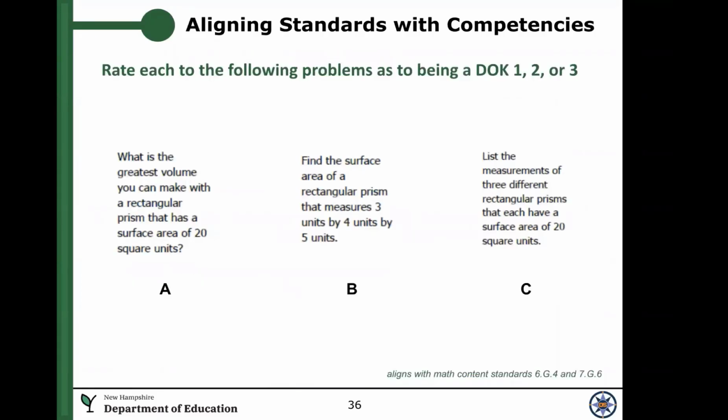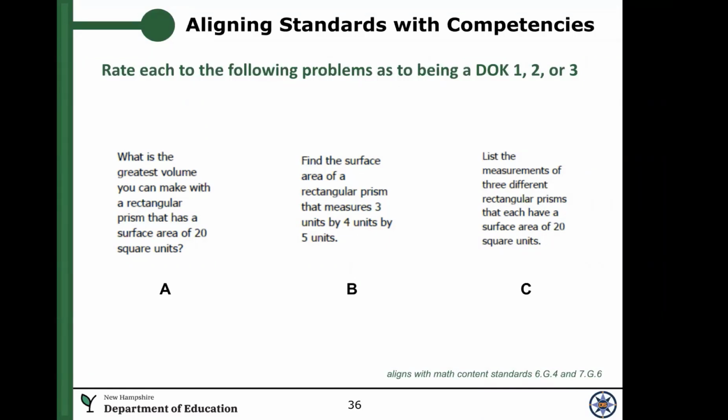So looking at this, we have 3 problems. This is from Robert Kaplinsky's matrices. And if we look at this, we can see that B is the DOK 1. Find the surface area of a rectangular prism, and it gives us the units. We have to know how to do that. And when we have that down, that DOK 1, then we can move on to a more complex problem.